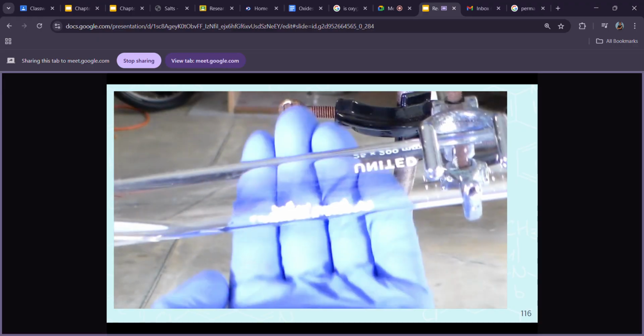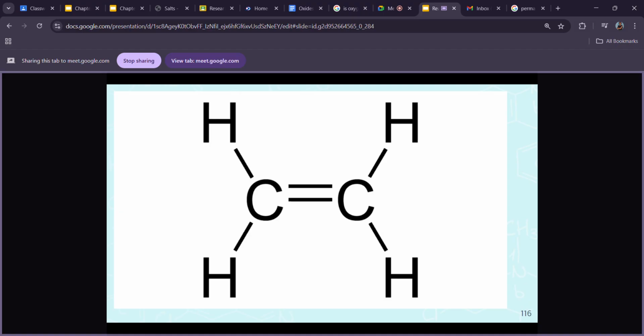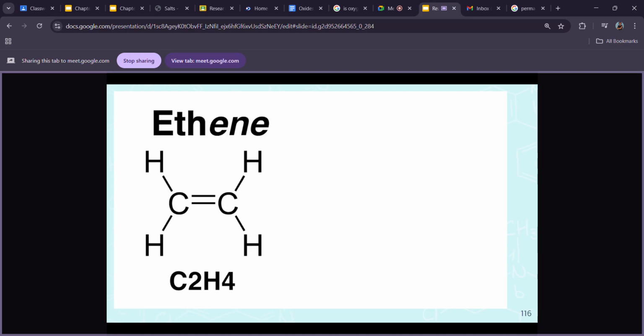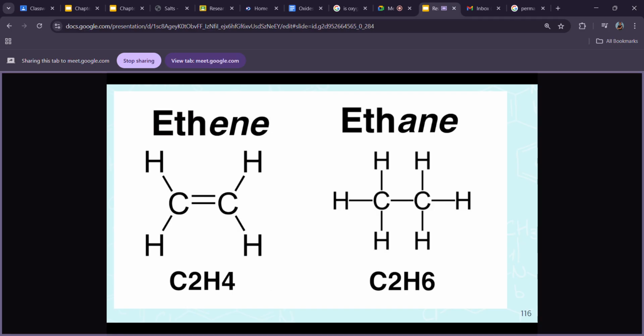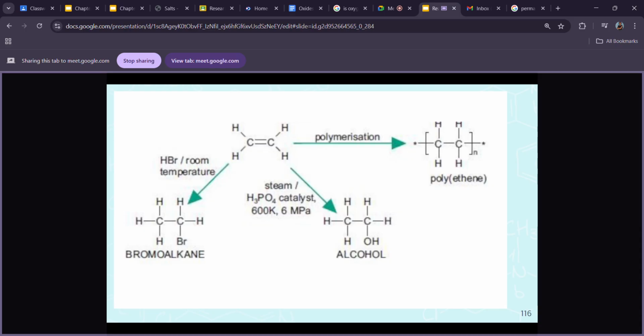In a previous video I made aluminum oxide. In this video we will be using that aluminum oxide to dehydrate ethanol in order to make ethene gas. Ethene is the simplest alkene, which is basically just a class of molecules containing carbon-carbon double bonds. It has the formula C2H4, and unlike ethane, which has the formula C2H6, you can see that ethene only has 2 hydrogens on each carbon and a double bond between the 2 carbon atoms.